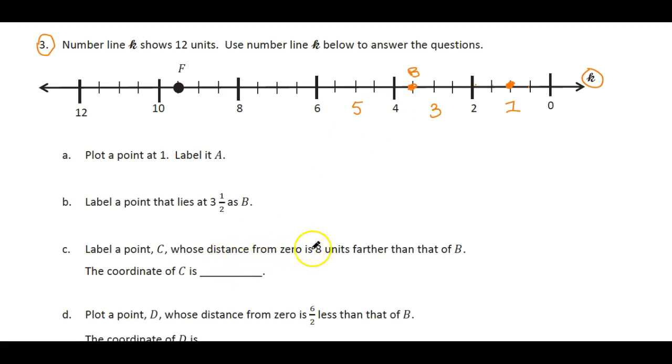Label a point C whose distance from 0 is 8 units further than that of B. So we have B here, and we need to go whole units. Let's see if this will work, see if we have far enough. 1, 2, 3, 4, 5, 6, 7, 8. That would put it here, and that is 7 1/4. But let's double check, because if we're going actual units, at this mark right here, right before the big line, each one of these is kind of like 1 unit, because it's a whole number.